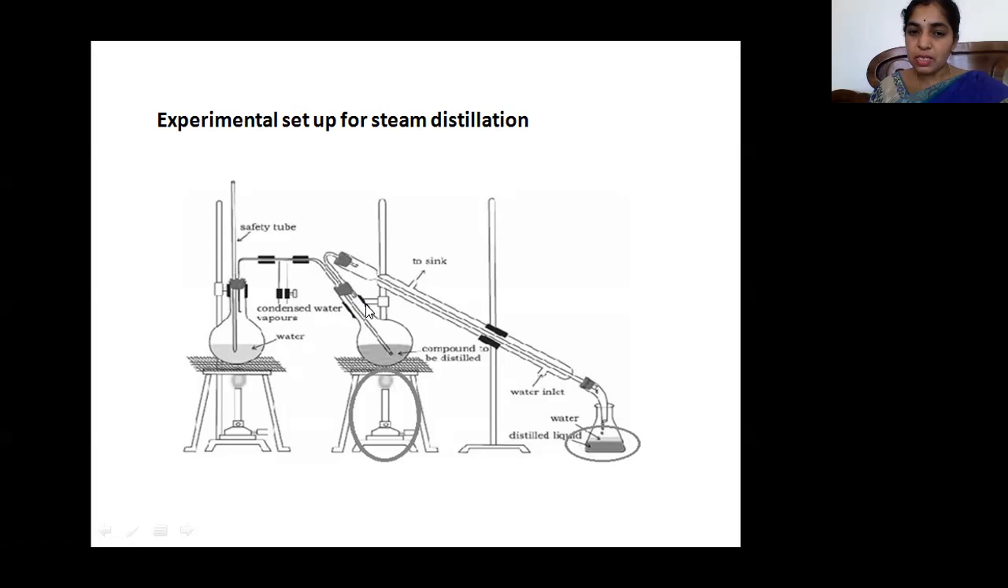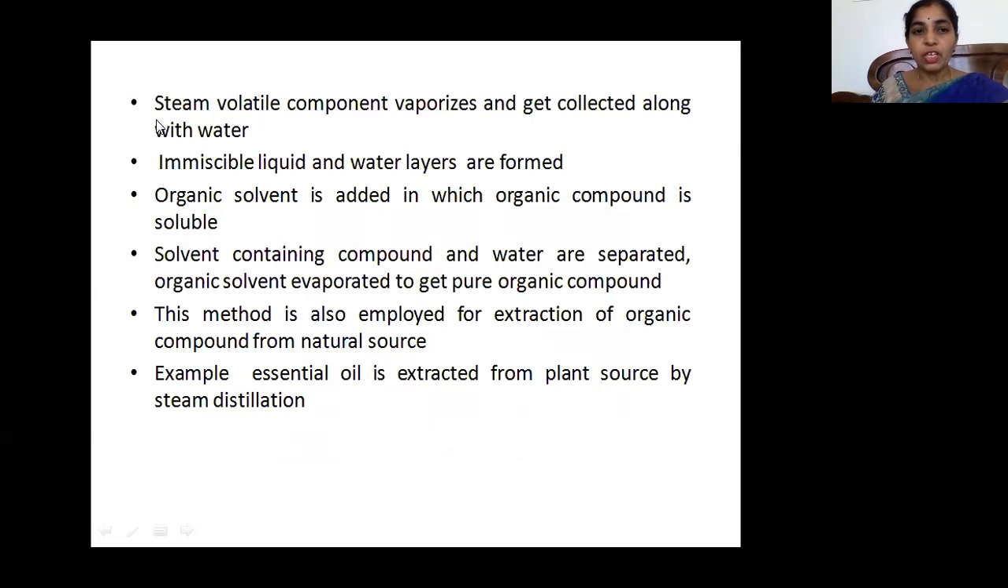So when steam is passed, the liquid starts boiling here. When vapor pressure plus aqueous tension equals atmospheric pressure, then the steam volatile compound passes through this, condenses here and falls in this. So here you can see the two layers: the steam which has come in the form of water, and the distilled liquid. Suppose you find it difficult to separate these two layers by separating funnel, what you can do is add a little more organic solvent to this, so the volume increases, then you can separate them.